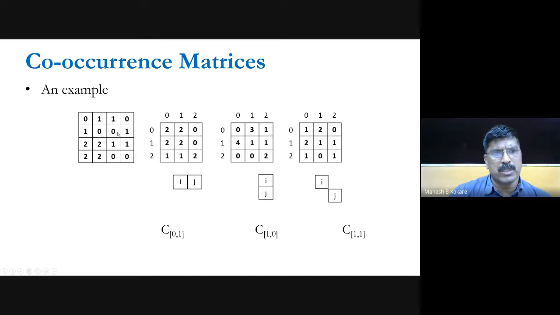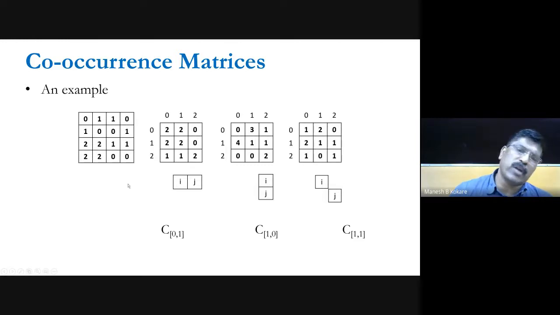Then 1, 0. 1, 0 is this one and then this one. So that's why 2. Then 1, 1. 1, 1 is here, right? So you got 1. Then 1, 2. 1, 2 is here, and no other place, so it is 1. Then 2, 0. 2, 0 you'll find here. So that's why 1. Then 2, 1. 2, 1 is not there at all here, so it is 0. Then 2, 2. Only one combination of 2, 2 is there. So that's why it is 1.